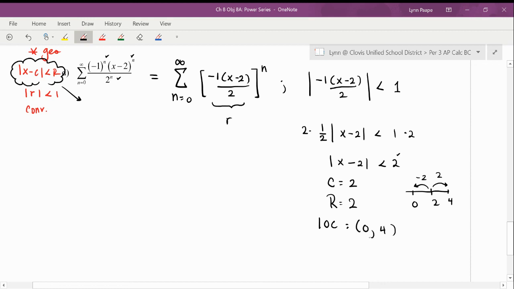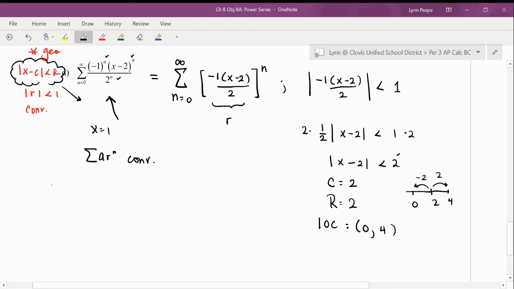Meaning if I were to pick a number like 1, 2, or 3 and substitute it into here, so if I were to replace x with 1, for example, I should create some sort of geometric series that converges. If I were to pick x equals 3, it should create a geometric series that converges, but not 0, not 4, right?